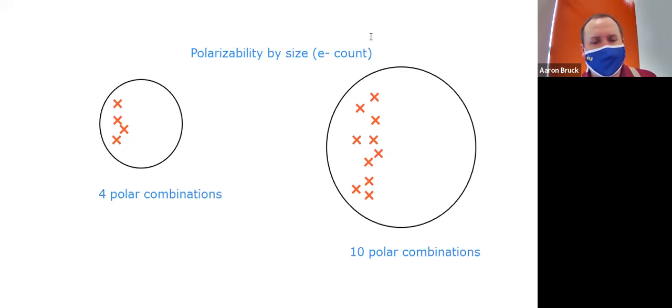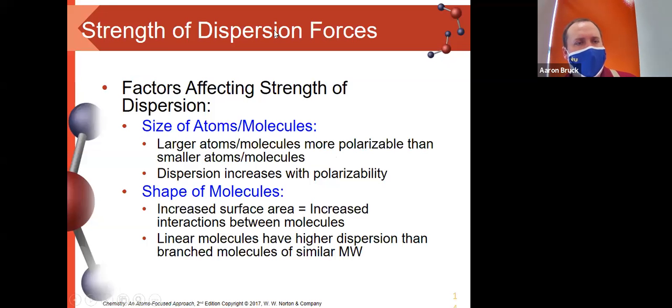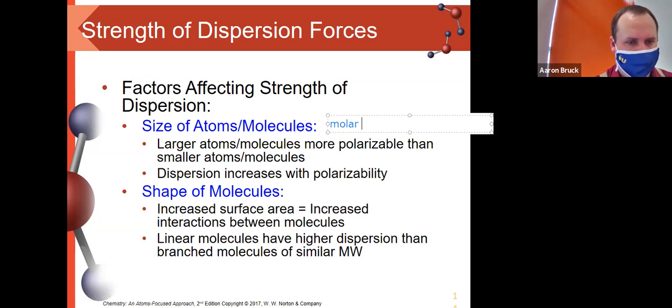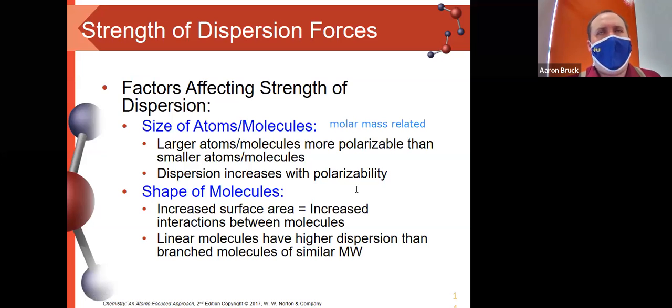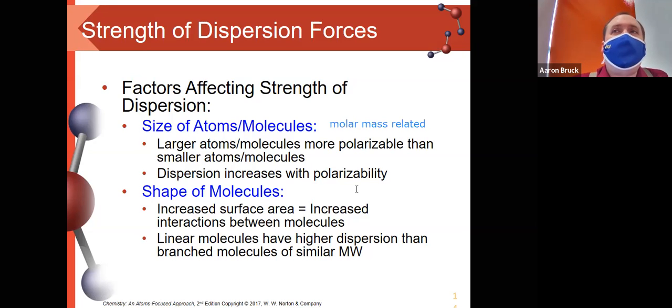So this concept, again, relates itself to molar mass, because molar mass can ultimately give us an idea of electron count. The heavier something is, the more protons and electrons it's going to have. And in particular, we're looking at the electrons that are mattering here.